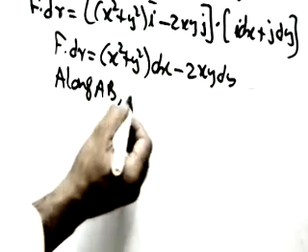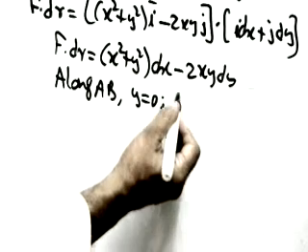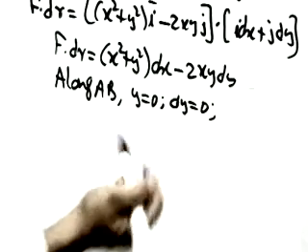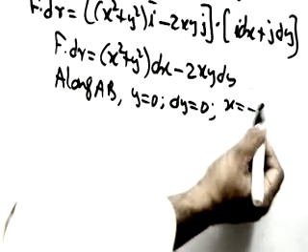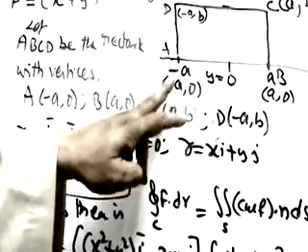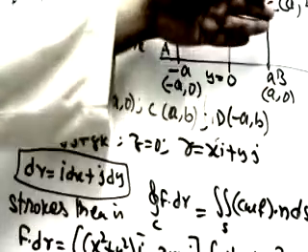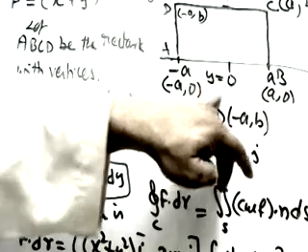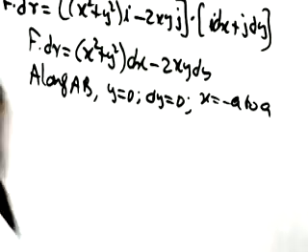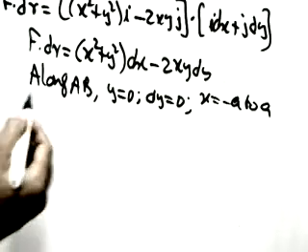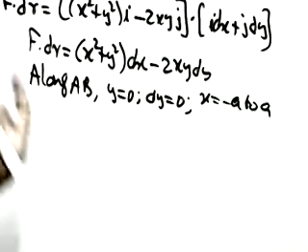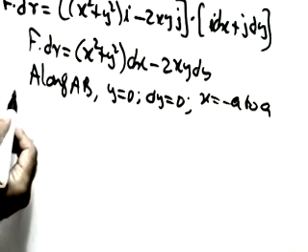Along AB, it is the x-axis, so y equals 0. Differentiating, dy equals 0. Now x goes from minus a to a. So let me substitute this in F dot dr.